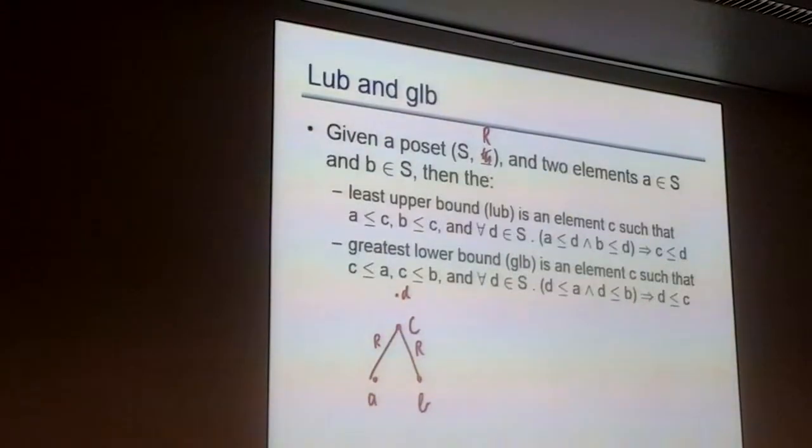Yeah. So let's say A is less than B. So would B be the least upper bound of A and B?